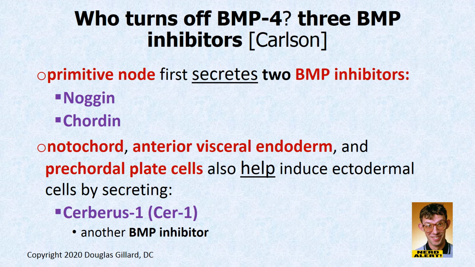But the primitive node secretes 2 of the inhibitors, and these inhibitors are called noggin and chordin. And that's all we'll say. We won't say anything more about the mechanism, but they soak into the ectoderm cells. They get into the nucleus and turn off the BMP4 gene. Nodal cord, AVE cells, the anterior visceral endoderm, and even the prechordal plate secrete Cerberus 1, which is another BMP inhibitor. So between those 3, the nuclei, the genes in the chromosomes get turned off.